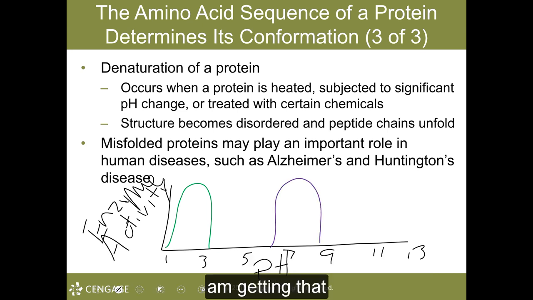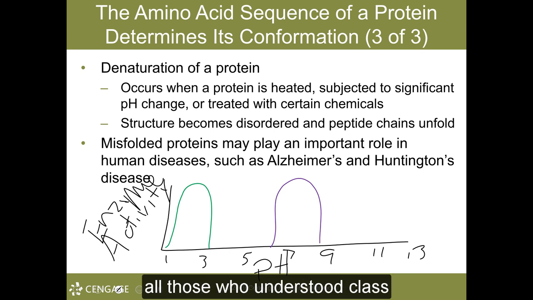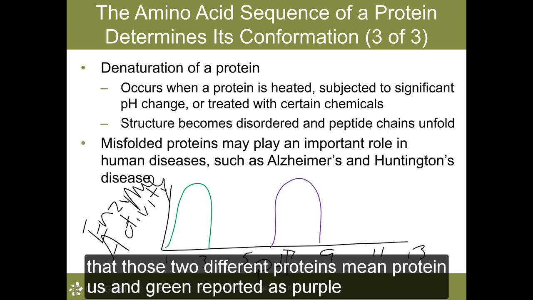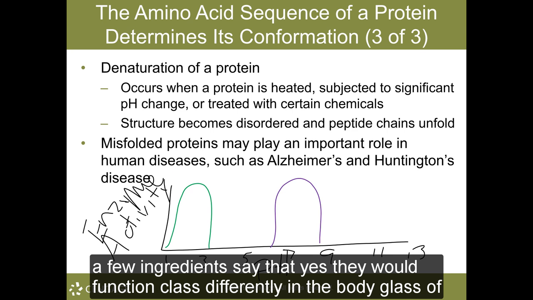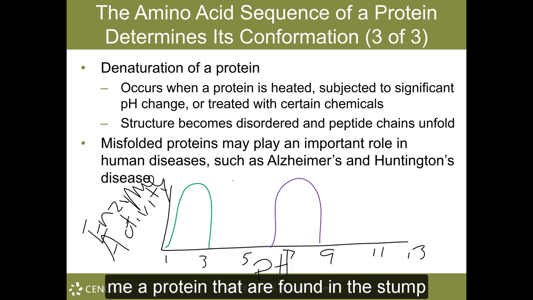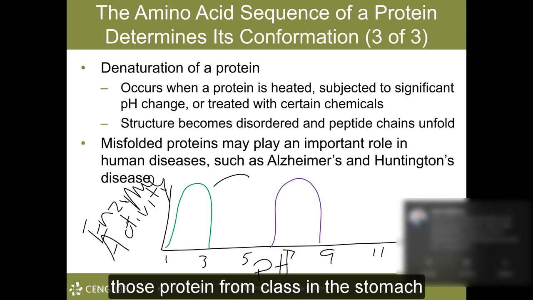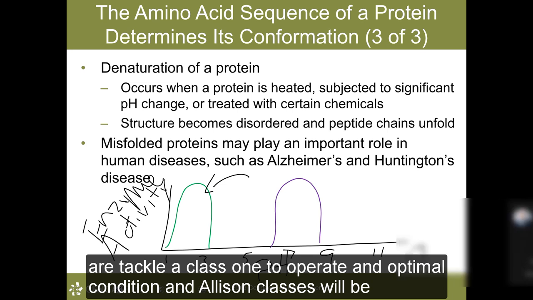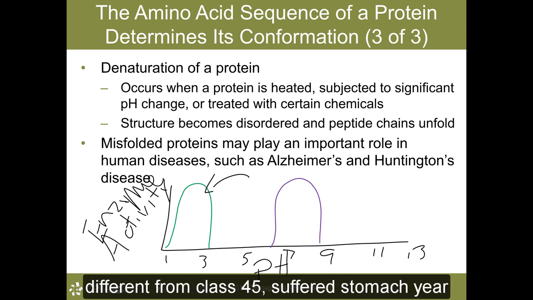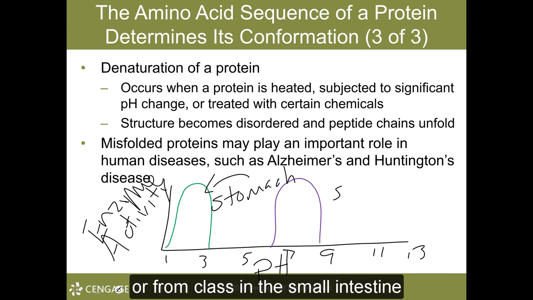So given that, I hope it's pretty well understood, class, that those two different proteins, meaning the protein that's in green and the protein that is purple, I hope you would agree that yes, they would function differently. In the body, class, we have proteins that are found in the stomach. Those proteins found in the stomach are definitely going to operate at an optimal condition that I would say is going to be different from what we would find in the small intestine. I'll put stomach here.